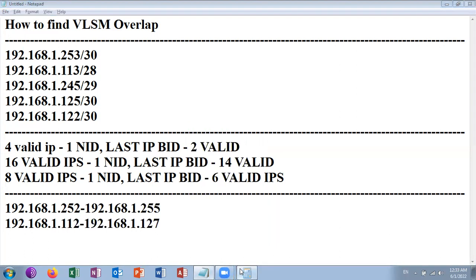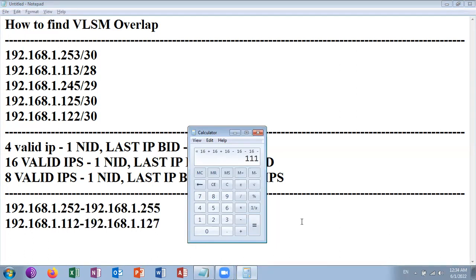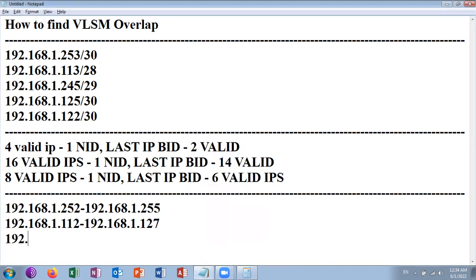So the next series is /29. Let's compute it. In /29 we have 8 IPs. So 0 plus 7. Then continue adding 8 until you reach 240. So 247 we have reached, and minus 8 gives 239 as the last broadcast IP. Our valid IPs are 192.168.1.240 to 192.168.1.247.